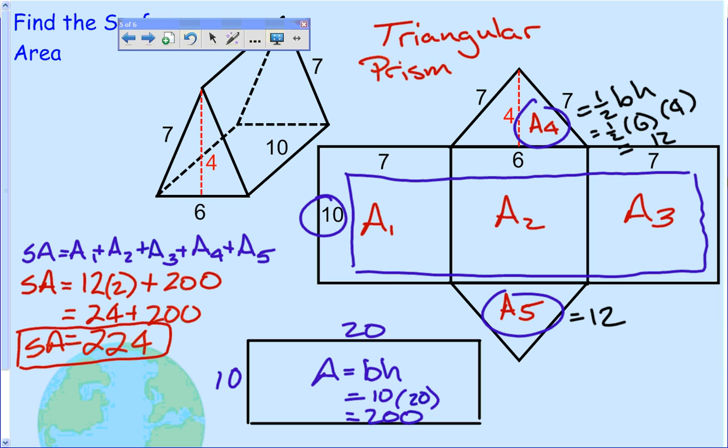So let me just back up and say this again. I treated this as one giant rectangle. It's got a height of 10 and a base of 20. I get the 20 by adding these 3 numbers together. So 10 times 20 gave me the 200. Then I have this triangle. The formula is 1/2 the base times the height. So 1/2 times 6 times 4, which gave me 12. There's 2 of those. So I took 12 times 2 to get 24. 24 plus the 200 gave me 224.